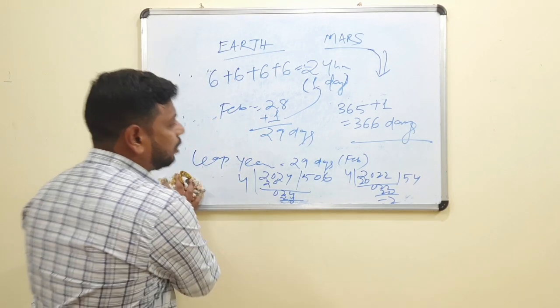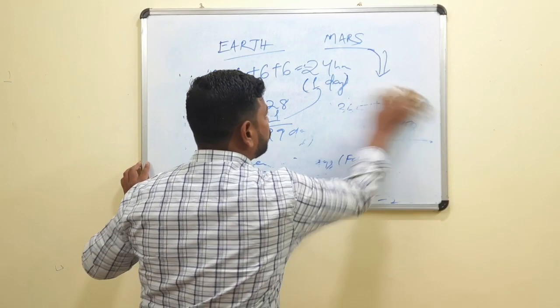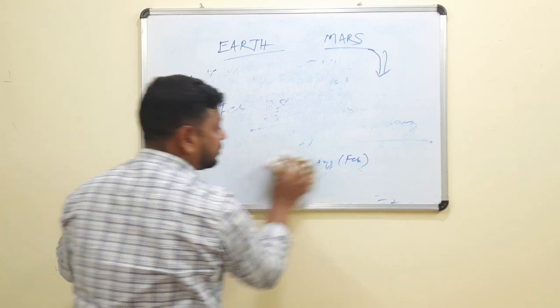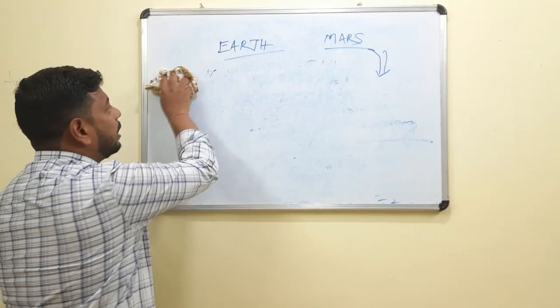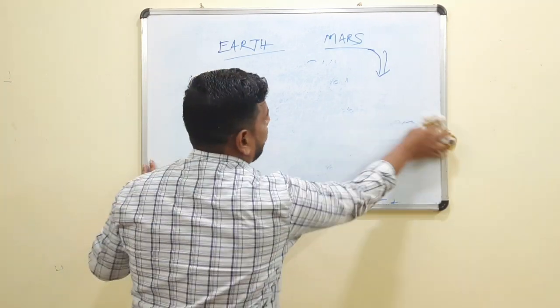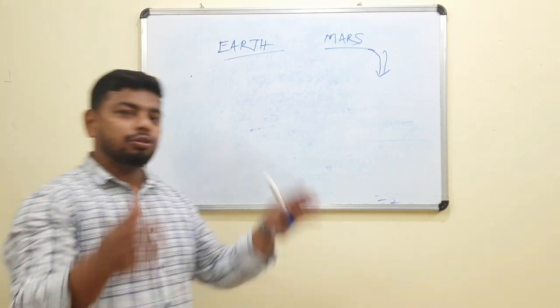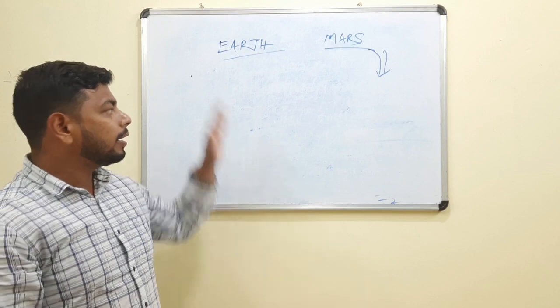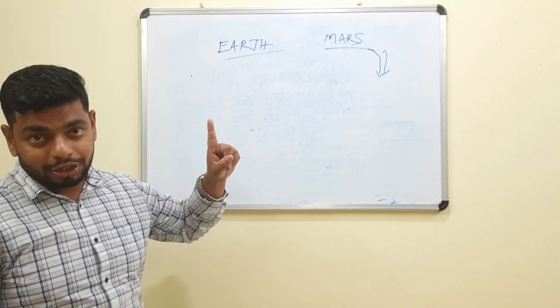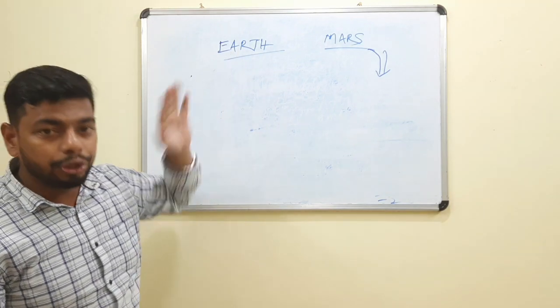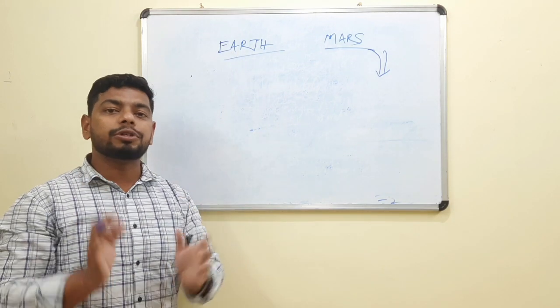So far what we understood, guys: Earth is a unique planet. It has the highest density. It is the 5th largest planet among all the planets. Then it is the largest planet among the terrestrial planets. Then we also understood Earth is unique because life is possible.